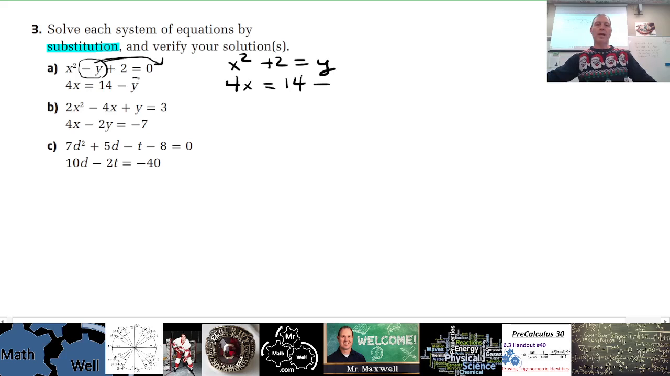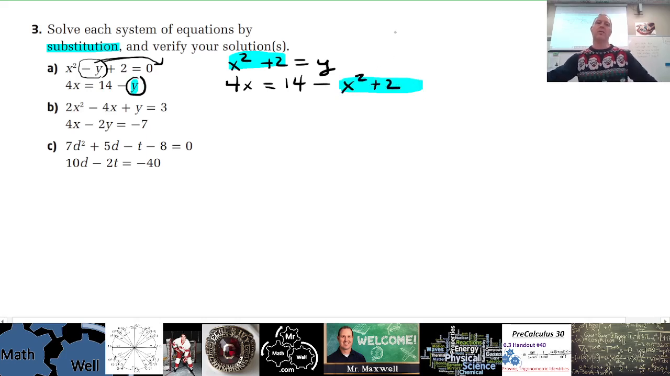But instead of y here, I'm going to do two things at once. I'm going to substitute what y equals in the first equation into the second equation, because this is where y is in the second equation. So y is now x squared plus 2.